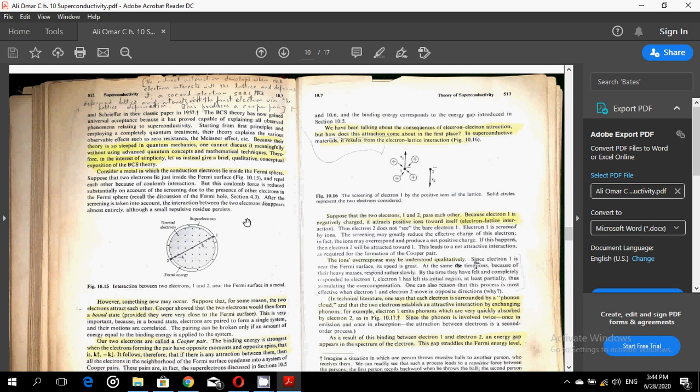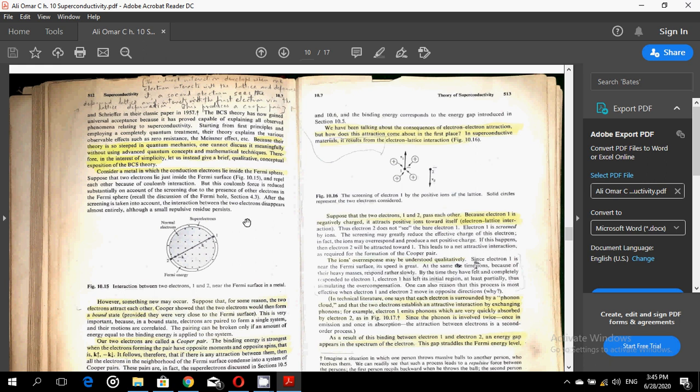One can also reason that this process is most effective when electron 1 and electron 2 move in opposite directions. So this is a small question. Why? The answer is that these two electrons must have opposite spin for the pairing process. Only the electrons with opposite spin can be paired.